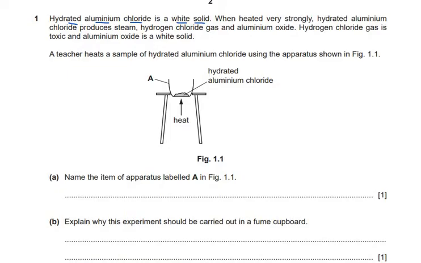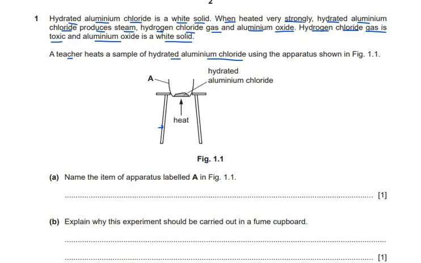solid. When heated very strongly, hydrated aluminium chloride produces steam, hydrogen chloride gas and aluminium oxide. Hydrogen chloride gas is toxic and aluminium oxide is a white solid. A teacher heats a sample of hydrated aluminium chloride using the apparatus as shown here, and you can see there is a tripod stand. Heat can be given here with the help of a Bunsen burner. Here is an apparatus and the hydrated aluminium chloride solid present inside the apparatus.